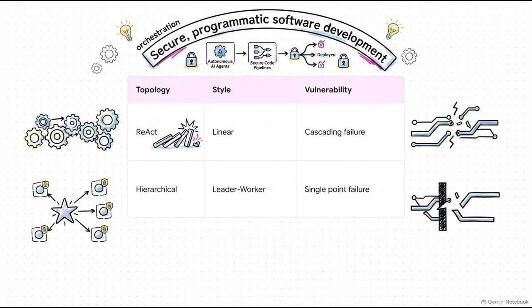Now, comparing these cognitive topologies is absolutely crucial. Historically, agents used the ReAct pattern. It's a single-thread, linear loop of reasoning and acting, and sure, it's fast, but its fatal flaw is that it's highly prone to unrecoverable cascading failures. One tiny mistake early on, and the whole loop just crashes.